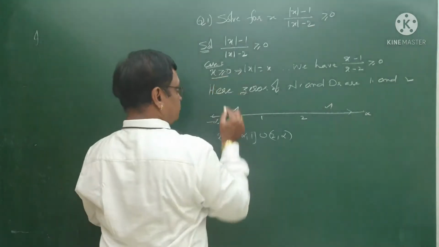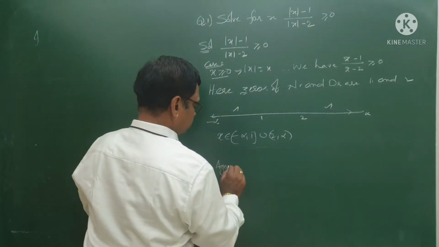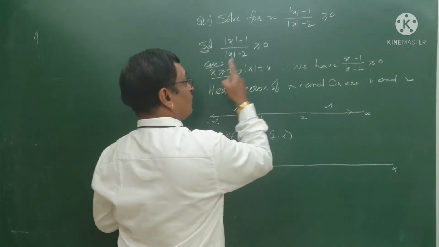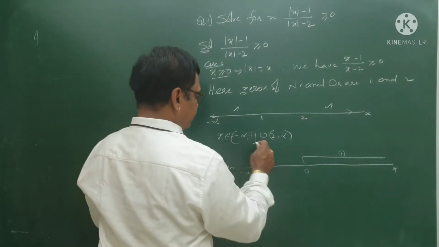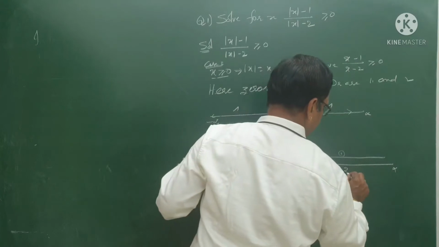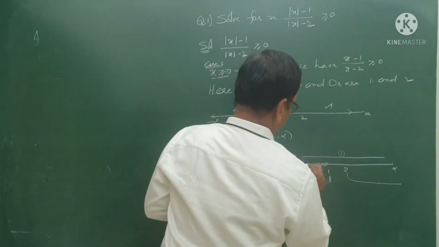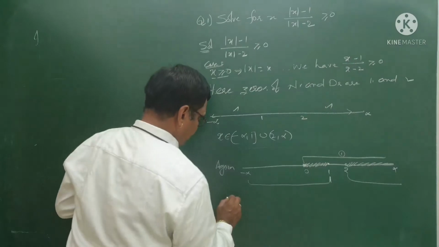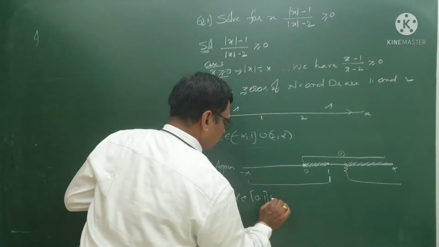You have to take the intersection of these two. So how do you do it? Again, take a real line, minus infinity to infinity. First one is more than or equal to 0, so somewhere here I go for 0. Then this is 1. Number 2, minus infinity to 1, somewhere here, and 2 to infinity. Which parts are common? If you observe carefully, these two are common. So in this case, x belongs to 0 to 1 union 2 to infinity.